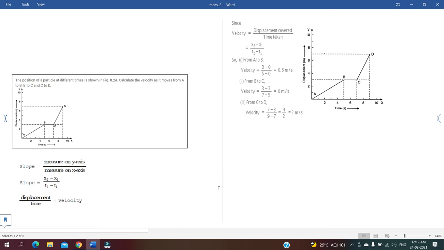Okay, this is all for today. In the next video we will study velocity-time graphs. We will solve numericals based on velocity-time graphs.